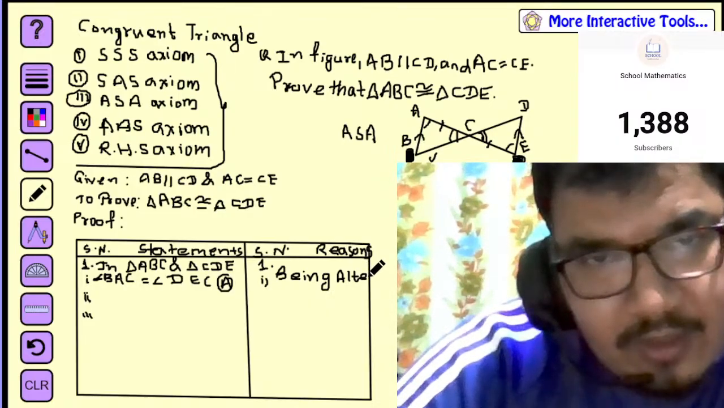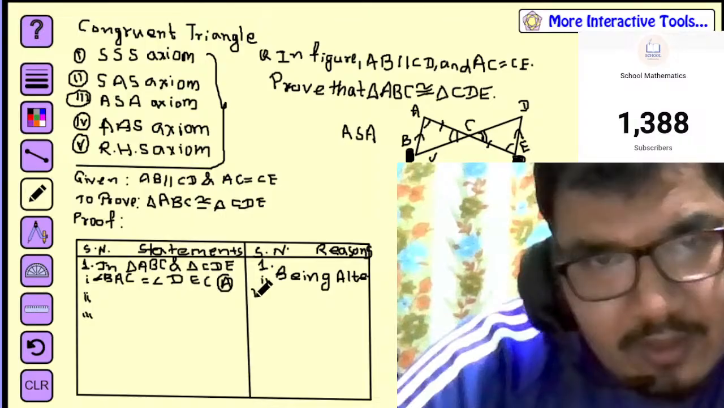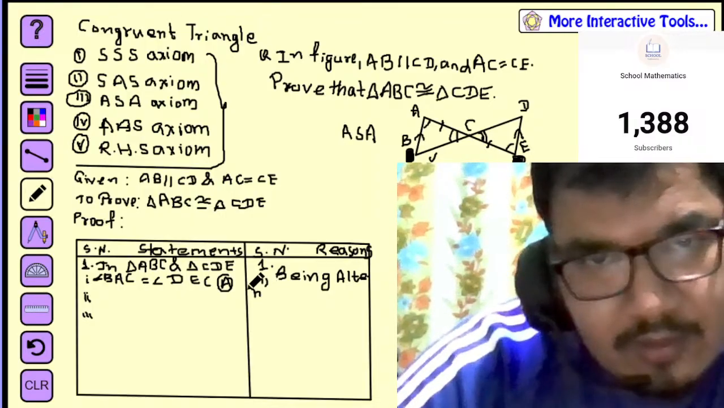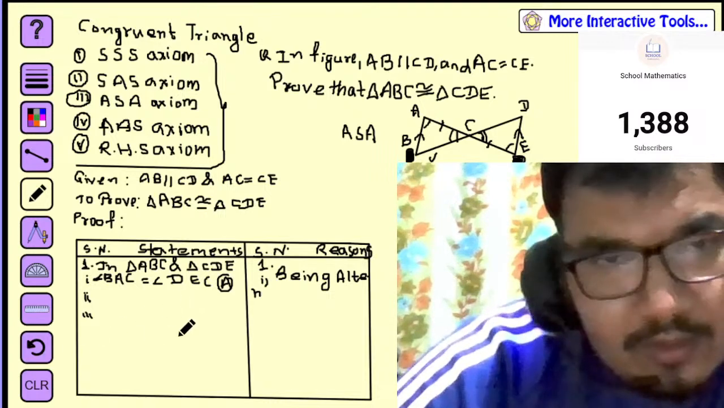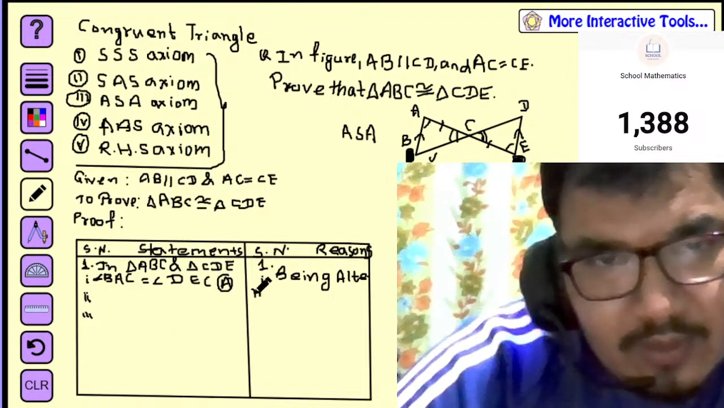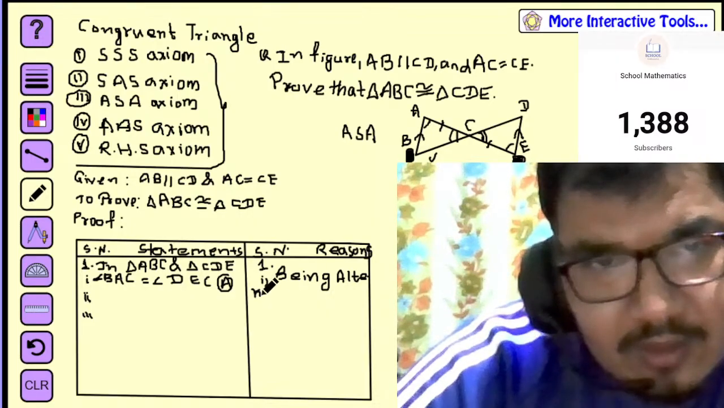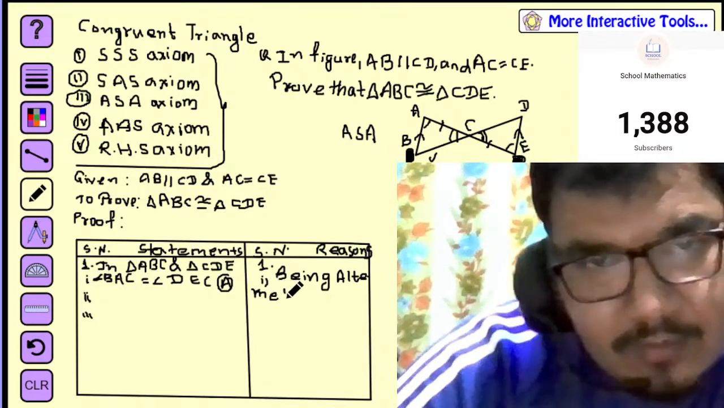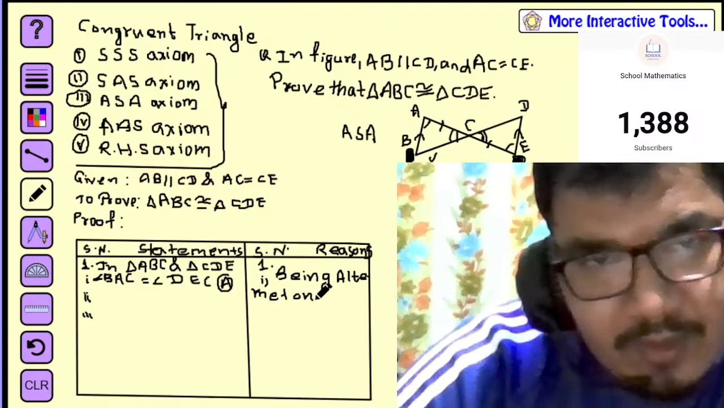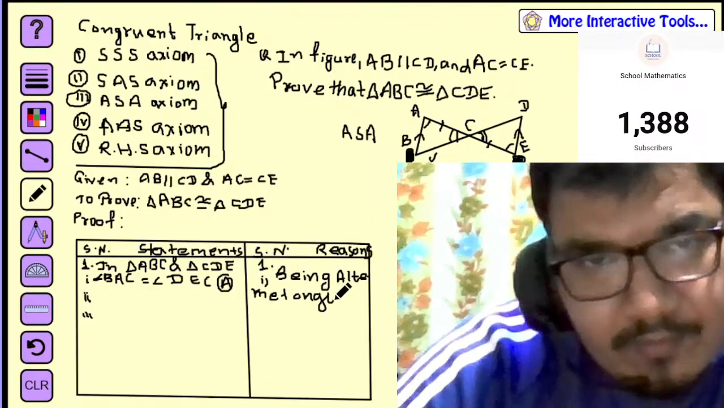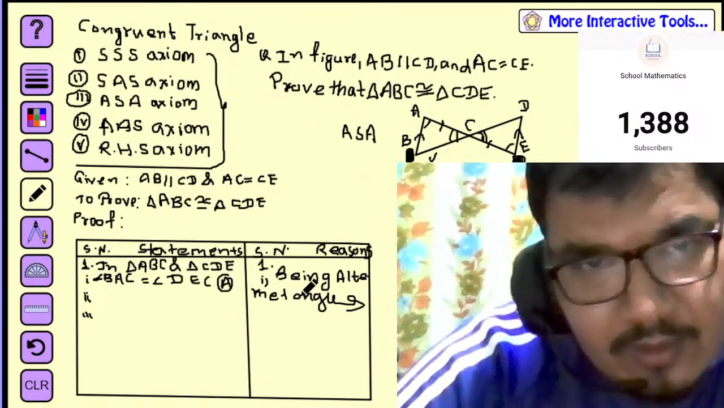Alternate angles right here. Alternate angles. Being alternate angles right here. They are equal because of alternate angles. Right here, alternate angles.